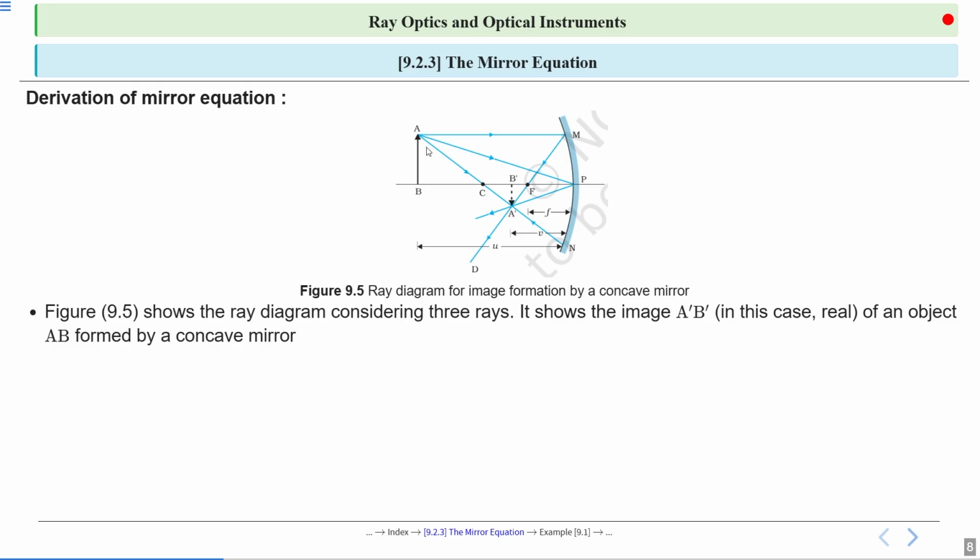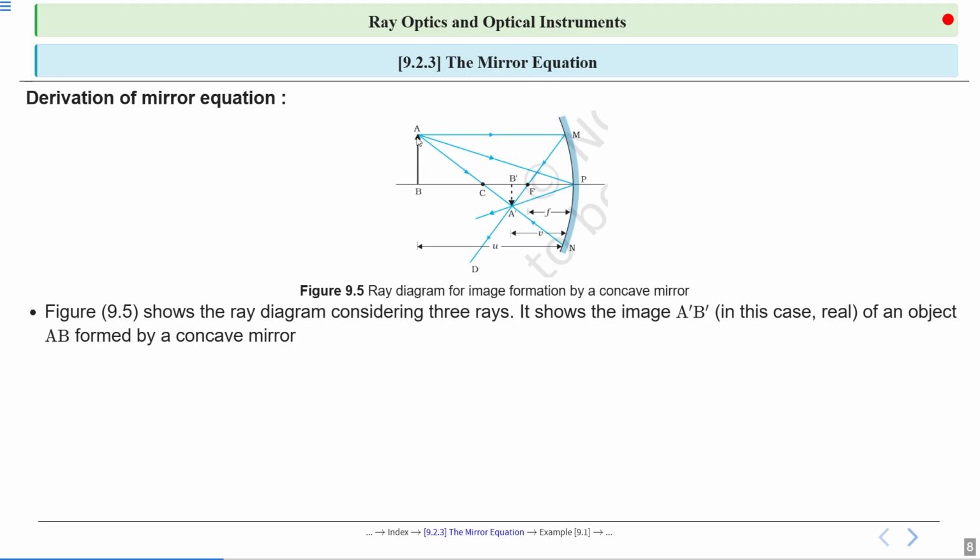Okay, so this is the object AB, and we have considered the top point of this object. So the image of this point A will be formed where the reflected rays will intersect. So we are taking one parallel ray. After reflection, it is passing through focus. We are considering one ray striking at the pole. According to the laws of reflection, it will intersect that reflected ray at some point.